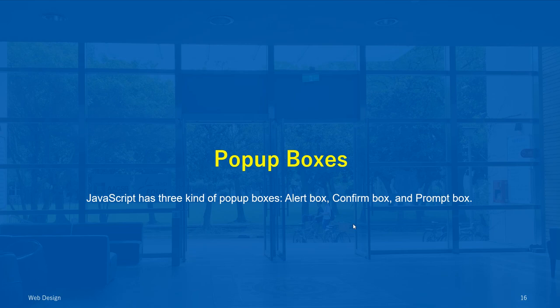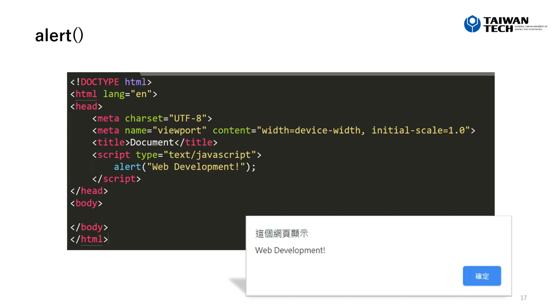A confirm box is when we want to make sure the user can make a choice: you confirm or you reject it. And the third one is prompt. We want the user to be able to type some words for us. Maybe we can ask, what's your name? And they can give us a reply. Okay, so the first one is alert.